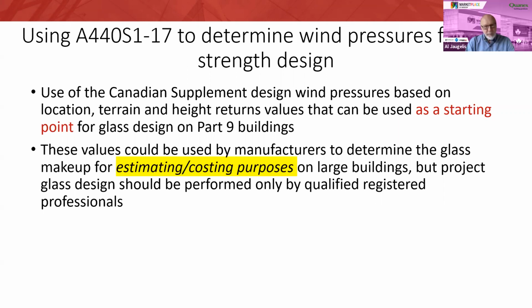And this is helpful to know because the Canadian supplement gives us design pressures that can be used to determine performance grades, even for high-rise buildings. And generally, the results are considered conservative, and safe to use. And so this gives you basically a way of putting together a proper glass budget, even on a large building, when you need to consider the wind loads. It gives you something to work with.